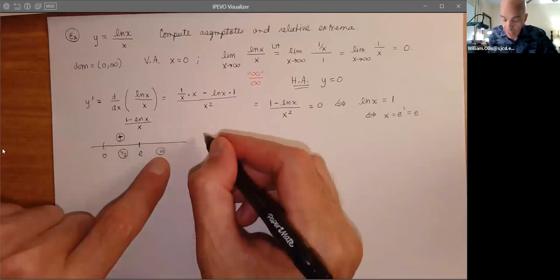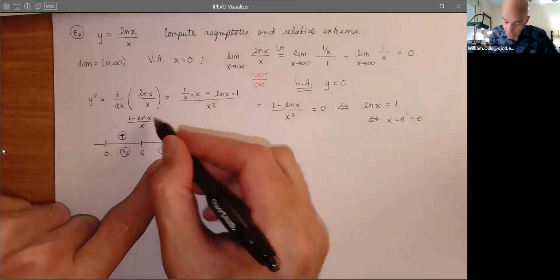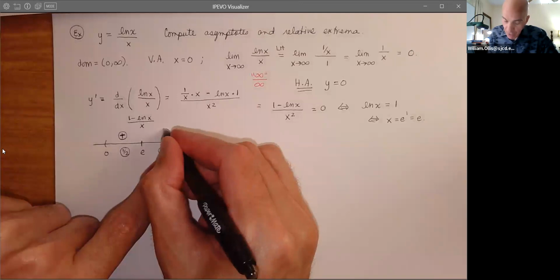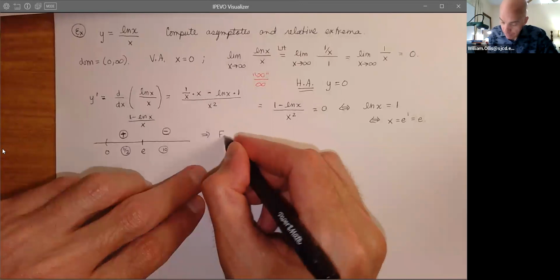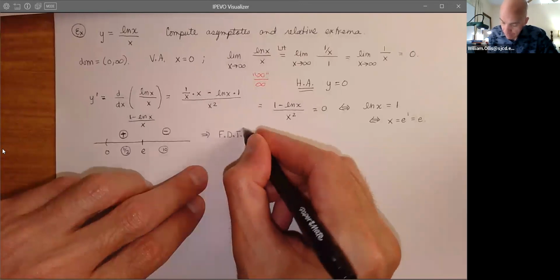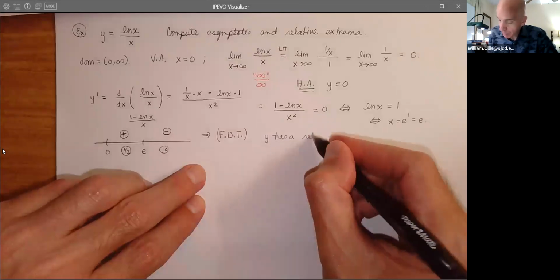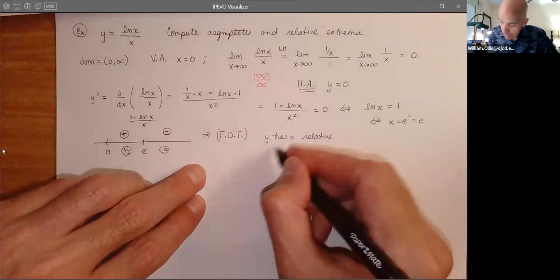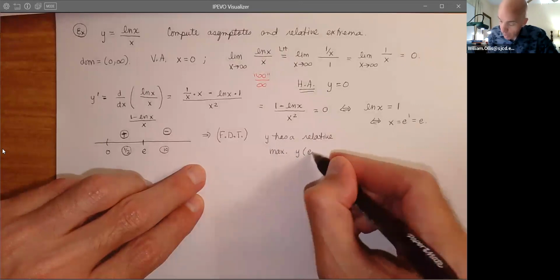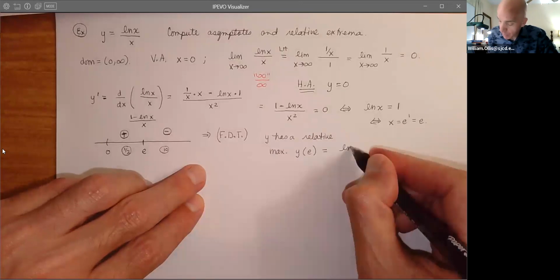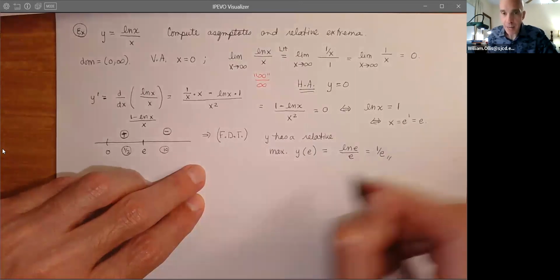And then of course here we've got a nice increasing function. And of course the natural log of 10 exceeds 1. So this is negative. So by the first derivative test, this implies that y has a relative maximum, a relative maximum of y of e. And y of e is just log of e over e, which is 1 over e. And it actually turns out to be an absolute maximum.